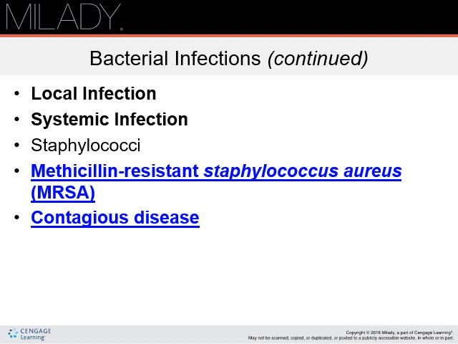Methicillin-resistant Staphylococcus aureus, commonly referred to as MRSA, initially appears as a skin infection, presenting as a pimple, rash, or boil. MRSA infections are very difficult to cure. Without proper treatment, the infection becomes systemic and can have devastating consequences that result in death.